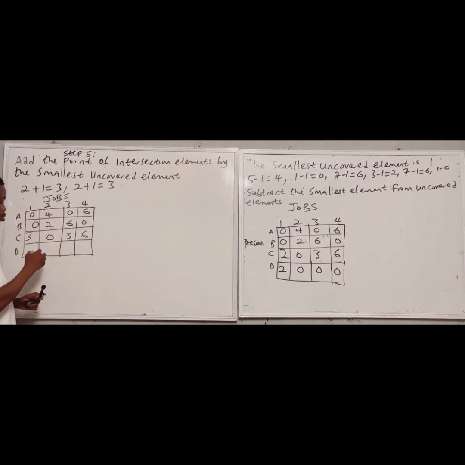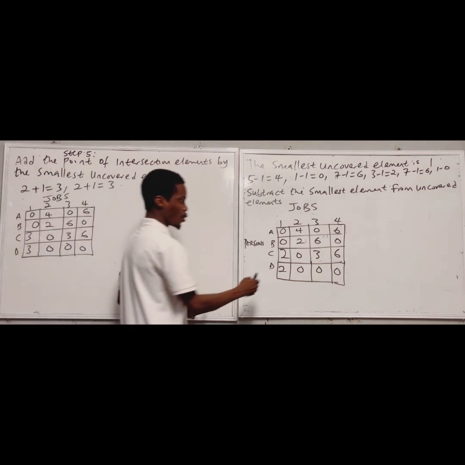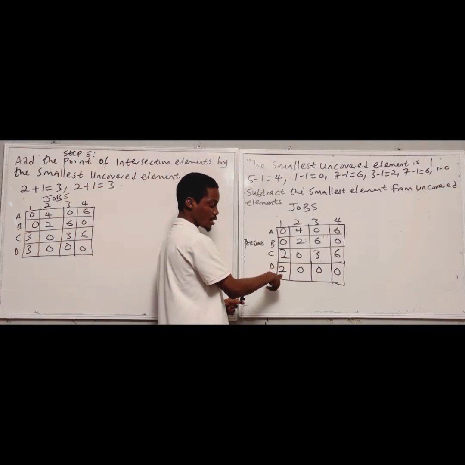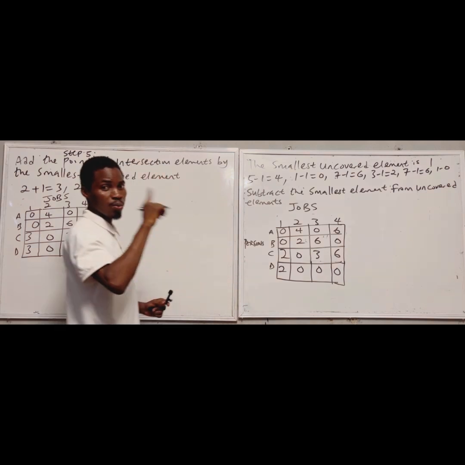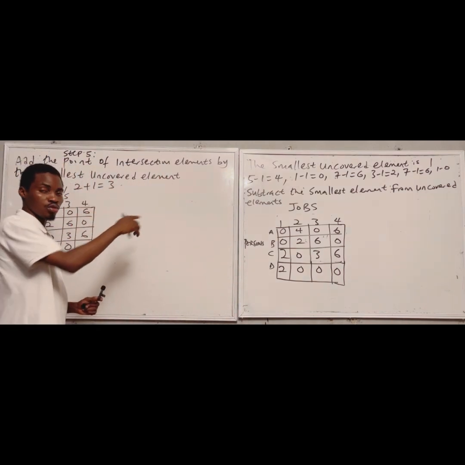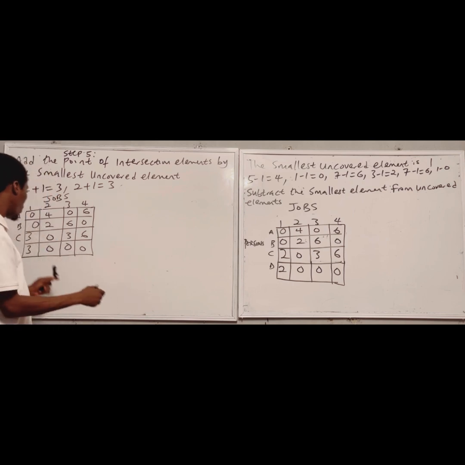And the last one is 3, 0, 0, 0. Remember that these are the points of intersection where the line meets, and the first fell on 2, the second one fell on 2. So that's why we have 2 plus 1. I'm adding the smallest uncovered element to the point of intersection element, which gave me 3 and 3. So it's this 3 and 3.